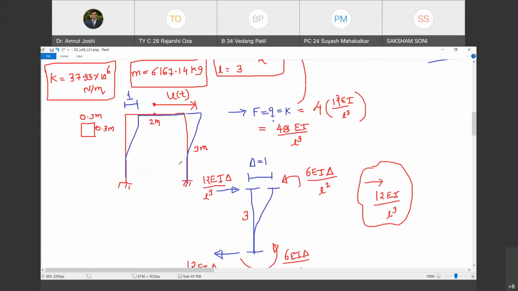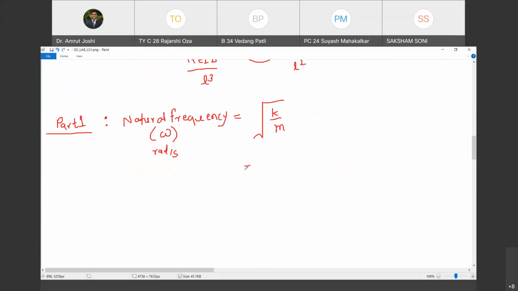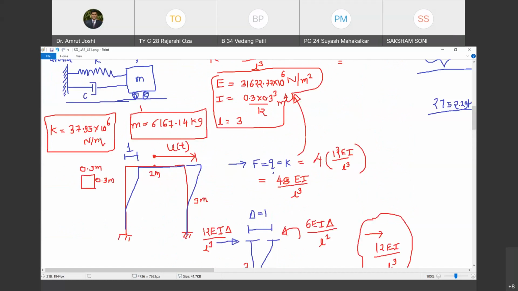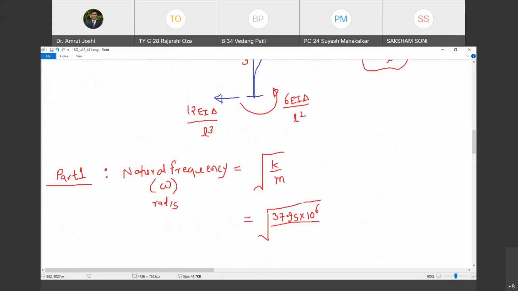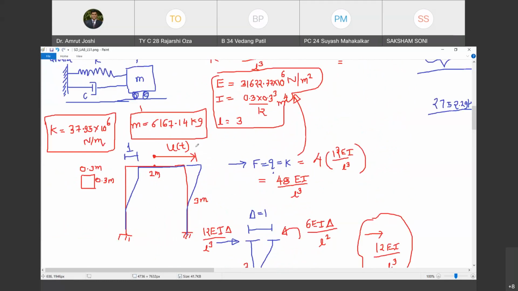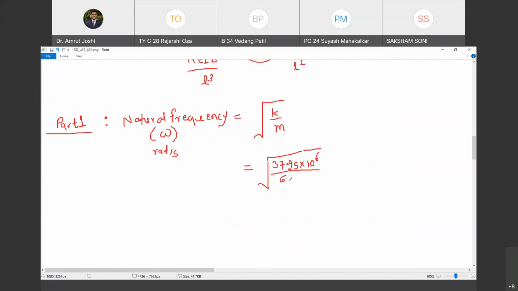So we have the value of K as 37.95 into 10 power 6. So this natural frequency will now be equal to square root of 37.95 into 10 power 6 divided by M. So what is M? M is 6167.14. So can you tell me how much is the answer? What is square root of this ratio?